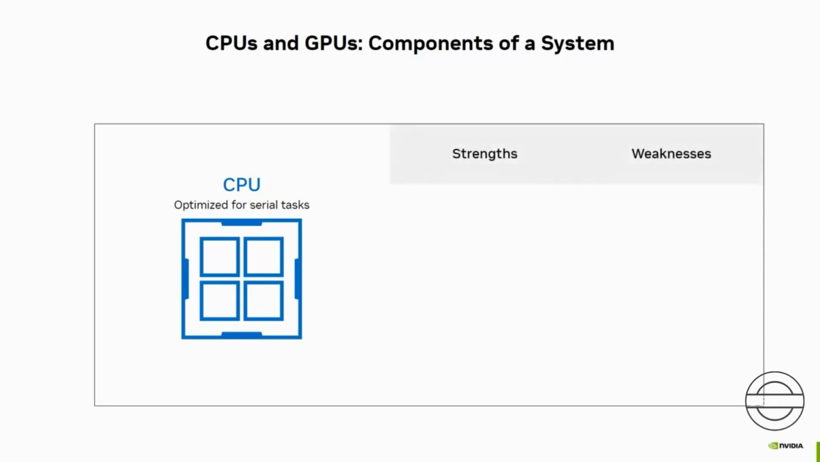Over the last few years, CPUs have moved to a multi-core architecture, with the latest CPUs containing up to 128 cores with fast clock speeds. CPUs also have large main memory. However, the bandwidth of that memory is relatively low, which affects how quickly we can move data about.